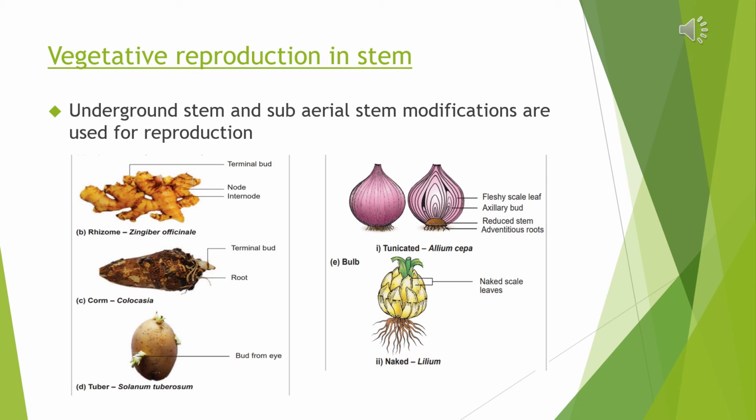In rhizome, example Zingiber officinale, ginger. Corm, example Colocasia, karunai kizhangu. Bulb, example Allium cepa, onion, and Allium sativum, garlic. Tuber, example Solanum tuberosum, potato. In potato plants, the axillary buds develop from the eyes of a tuber. These buds develop into a new individual.